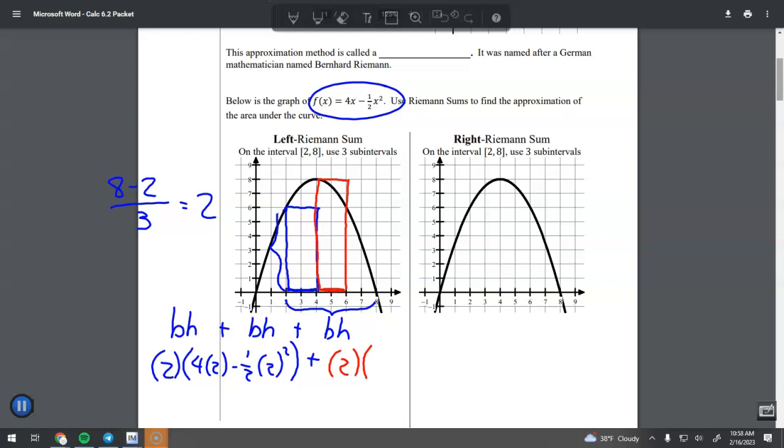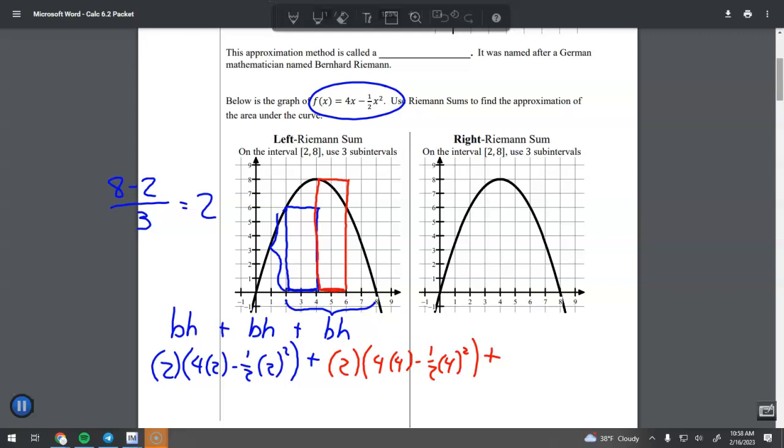But the height is determined by plugging in the left-hand side of this interval. So I'm going to plug in 4. Does that make sense? So I'm going to go 4 times 4 minus 1/2 times 4 squared. That's my second one. Questions I can answer on those two?